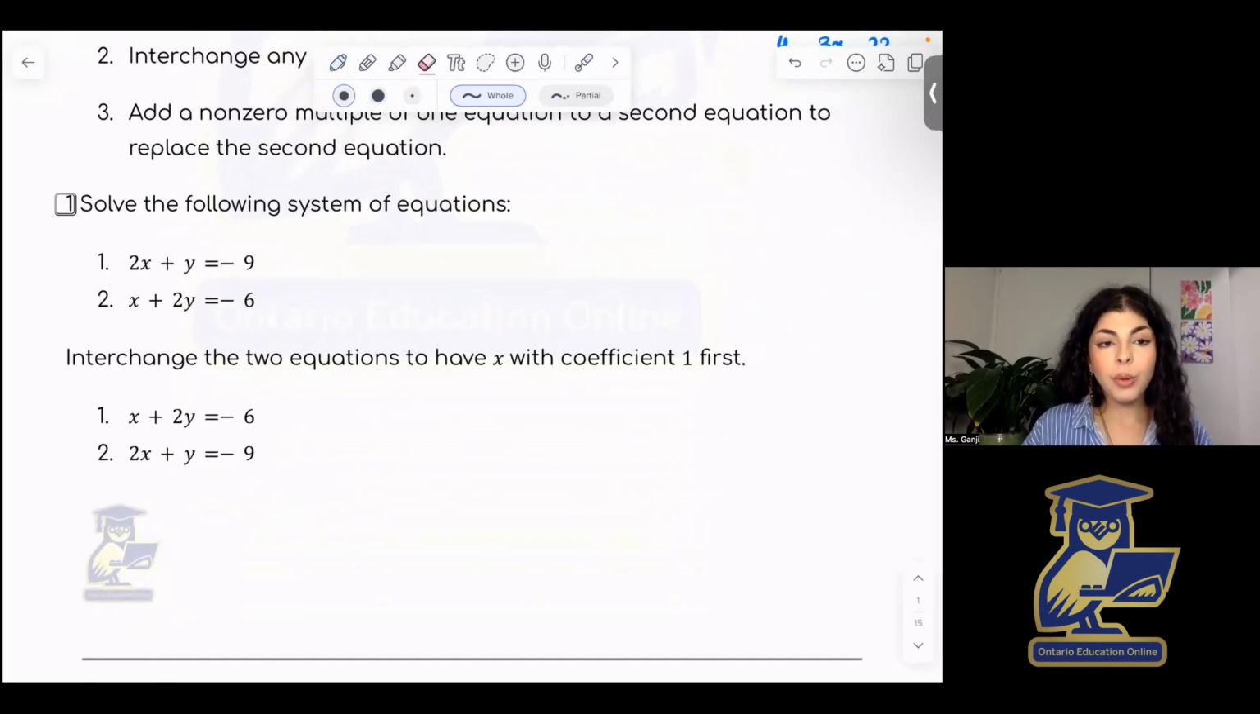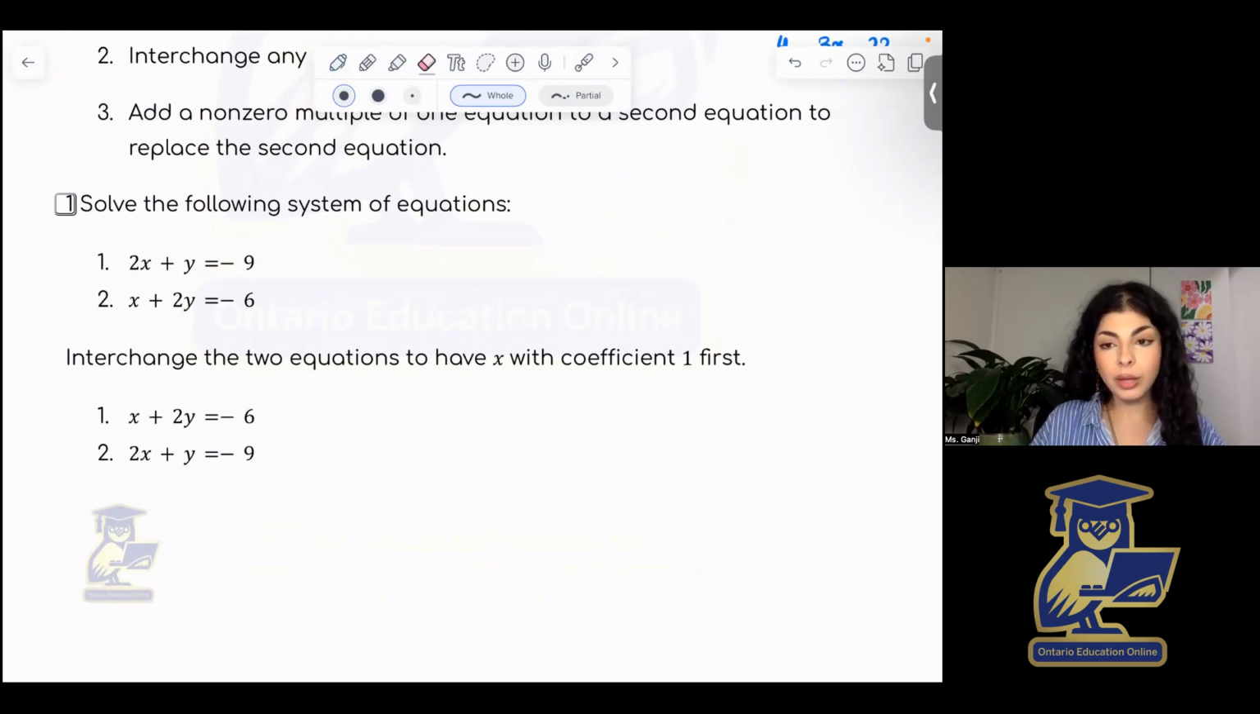So, for example, we want to solve the following system of equations. Our first equation is 2x plus y is equal to -9, and the next equation is x plus 2y is equal to -6. You already know how to solve this. You've been doing a lot of algebra. Really what you would do is find an expression for y using x and substitute that to be able to solve for x. And once you have your x value, you can substitute that back into your expression for y, and you will have your x and y values.